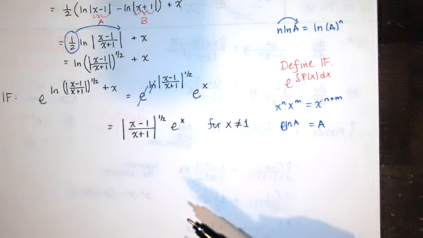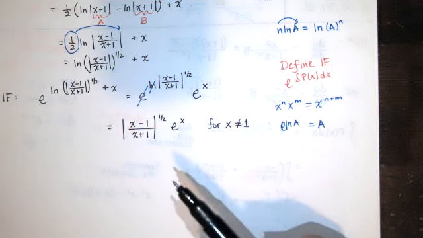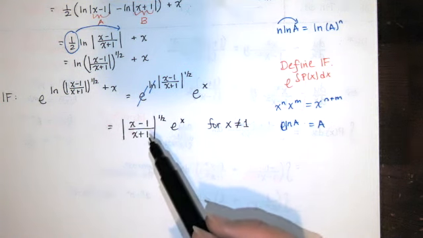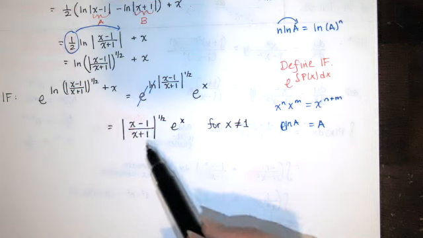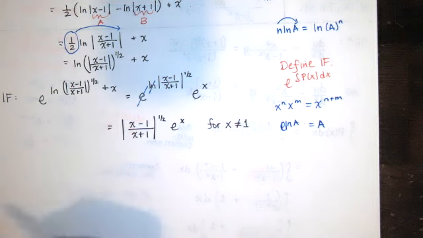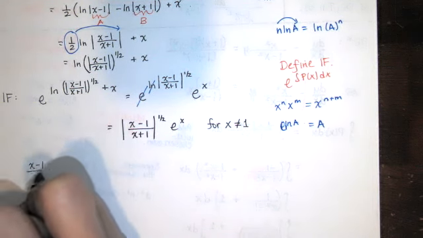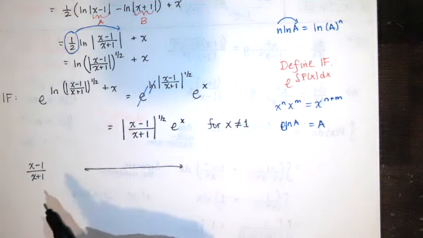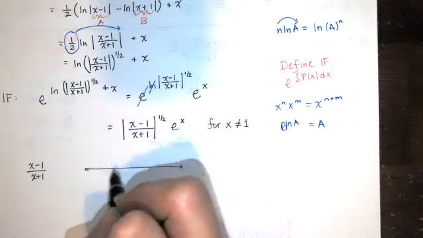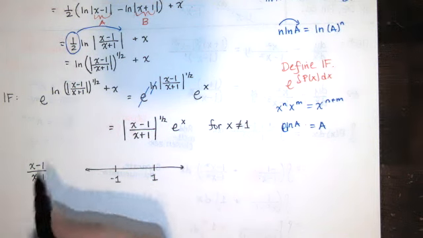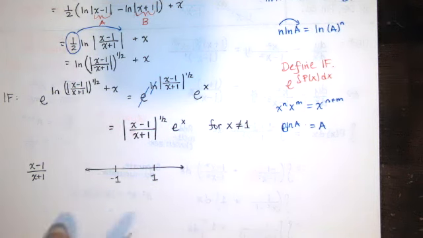That assumption might not actually be correct. That assumption, like the sign of this, really depends on which interval we're on. And those intervals are defined by the x values that cause the numerator and denominator to be 0. So let's say we're just looking at this quotient, x minus 1 over x plus 1. Well, x plus 1 is 0 when x equals -1, sorry. x minus 1 is 0 when x equals +1.